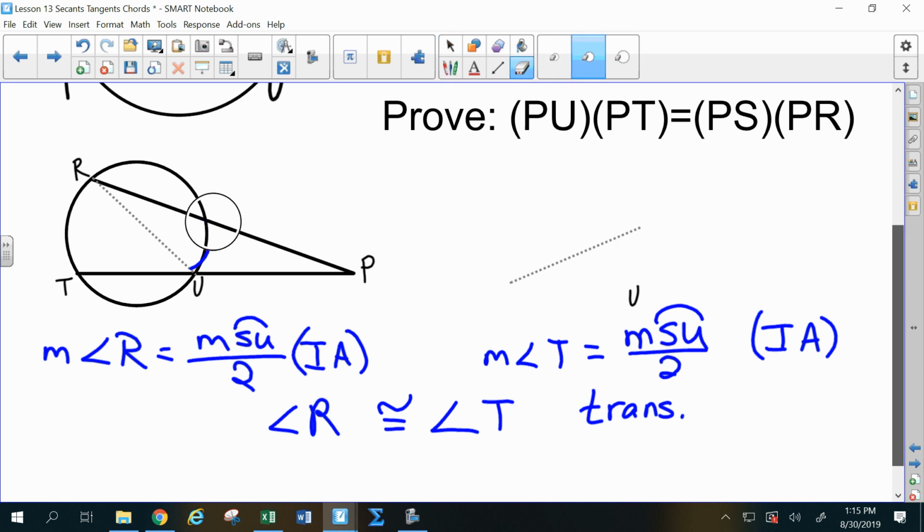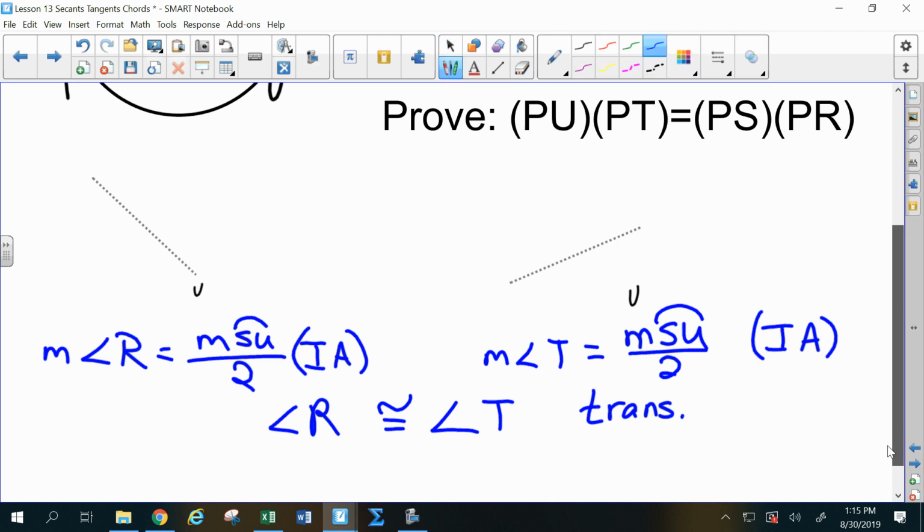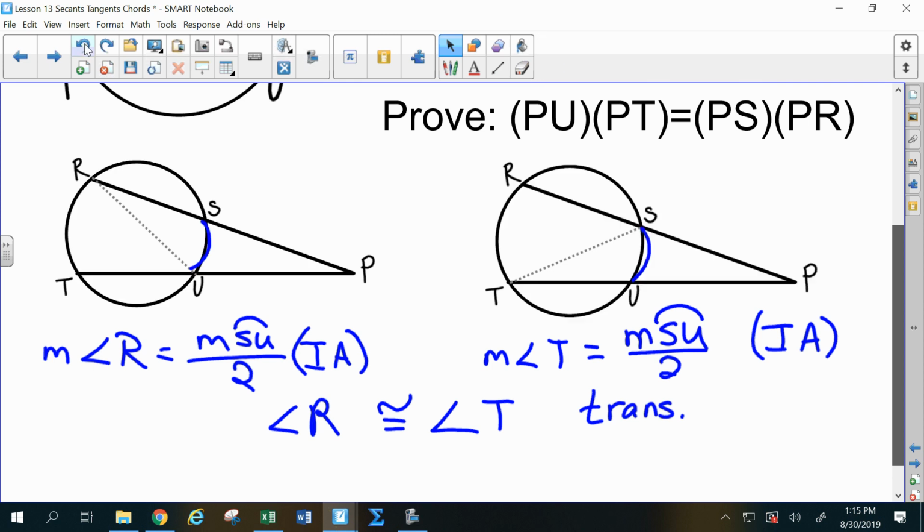So we'll mark that those angles, whoops, how did it do that? Haven't had it do that before. So we'll mark that those angles have to be congruent to each other.